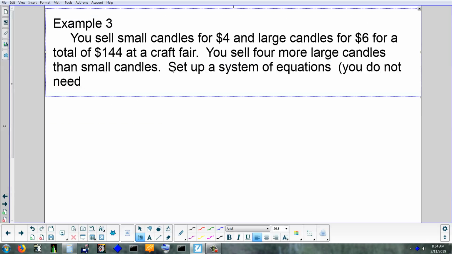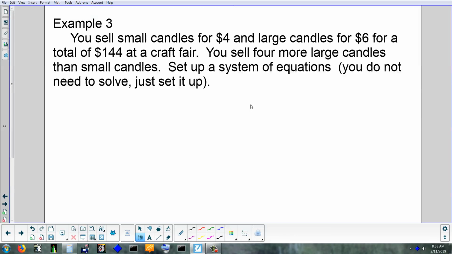So you sell small candles for $4 and large candles for $6 for a total of $144 at a craft fair. Okay. So again, to be able to set up a system of equations, what do I need? Someone tell me by raising their hand. Well, I need a couple things. Donovan? Slope-intercept form? I can put it in slope-intercept form. I don't have to, but I can.